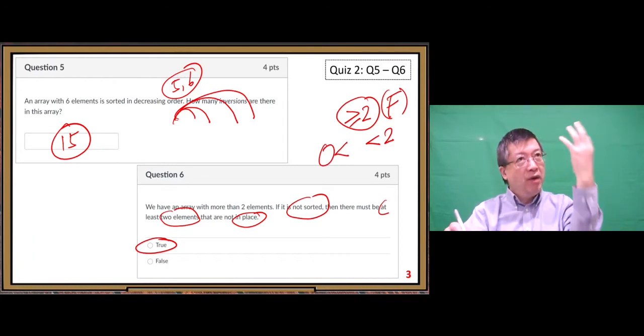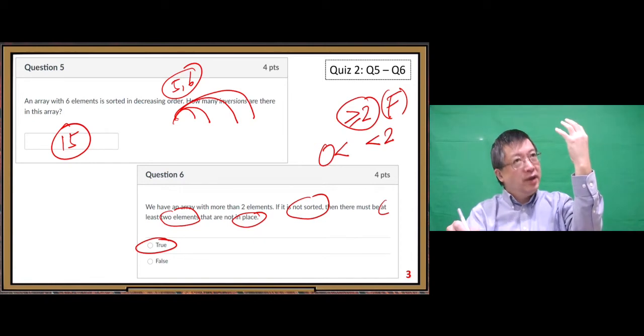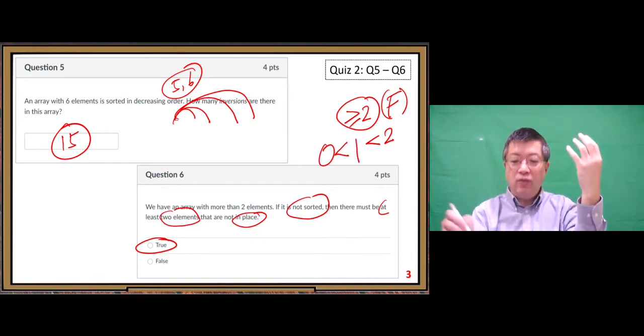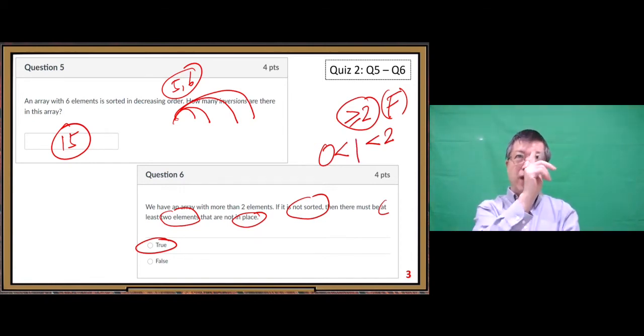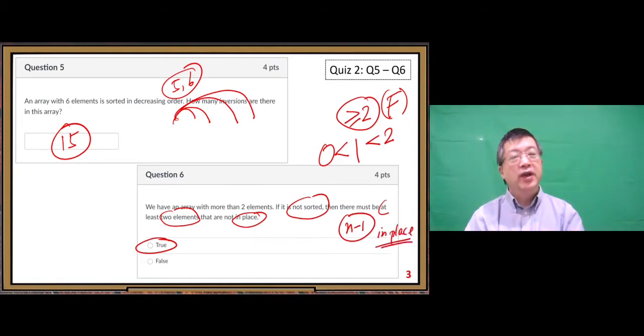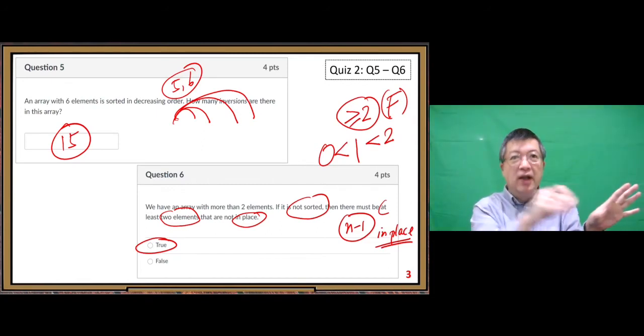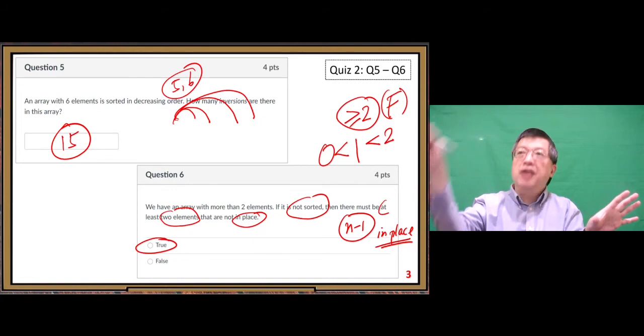So less than 2, greater than 0. Then the number of elements that are not in place is only 1. One element not in place. The remaining n-1 elements are in place. Is it possible? In an array, if you have n-1 elements in place, then the remaining last element has to be in place.